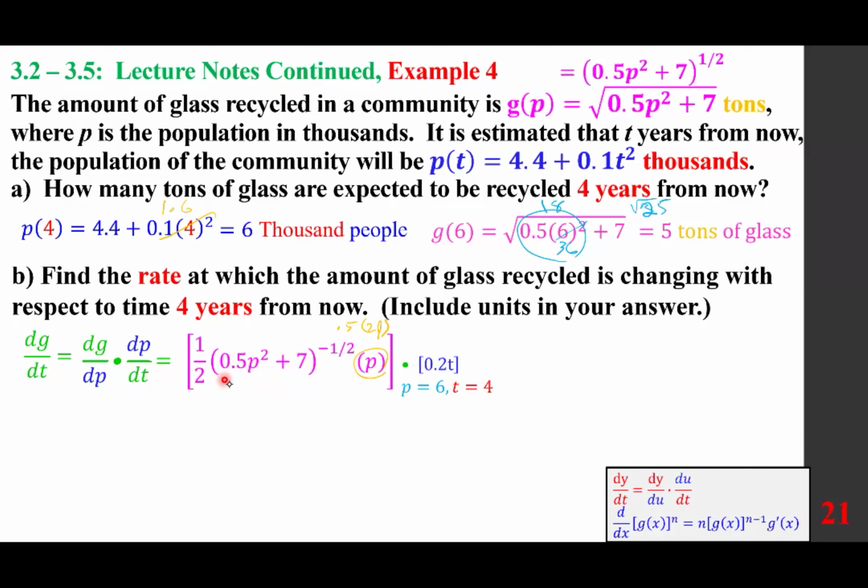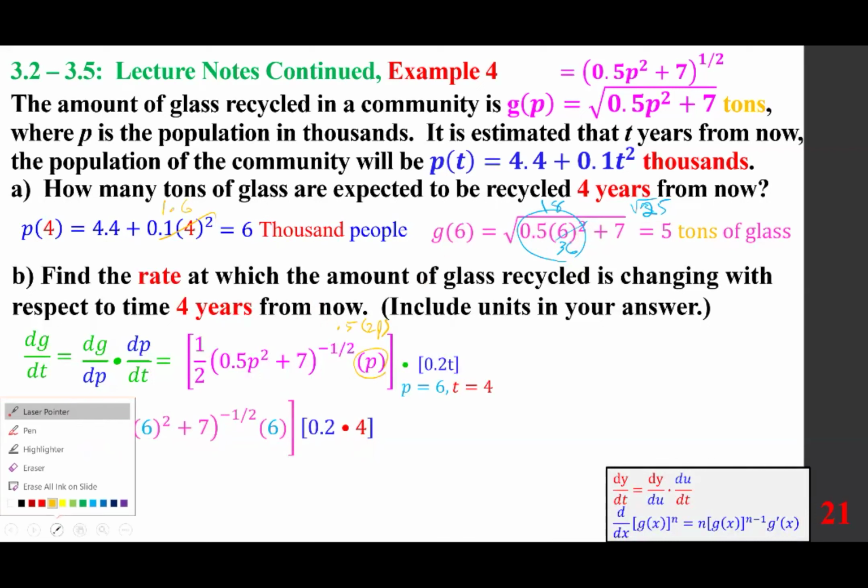Do I have to simplify this because I'm evaluating it? No, I don't have to. If you want to simplify, you can, but just plug in and it's just as fast. So what happens when we plug in? We get 1/2, 0.5 times p squared, which makes it 6 squared, plus 7 to the power of negative 1/2, times p, which is 6, 0.2 times t, which is 4. This expression, remember we did that. This is the same as this one, and it's 25.